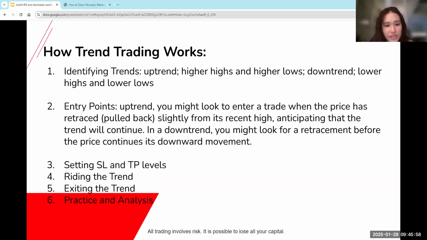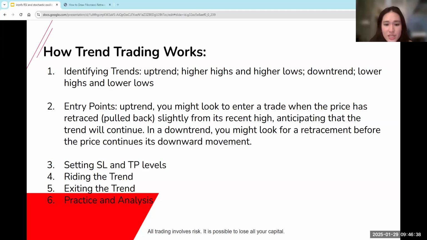Number 4, riding the trend. Once you're in the trade and the trend continues, you aim to stay in the trade as long as the trend continues or remains intact. This involves monitoring the price movement and adjusting your stop loss and take profit levels if needed. Next is exiting the trend. Eventually the trend will likely reverse or weaken. At this point, you might decide to exit the trade and take your profits. These are all things to record in your trading journal as well.